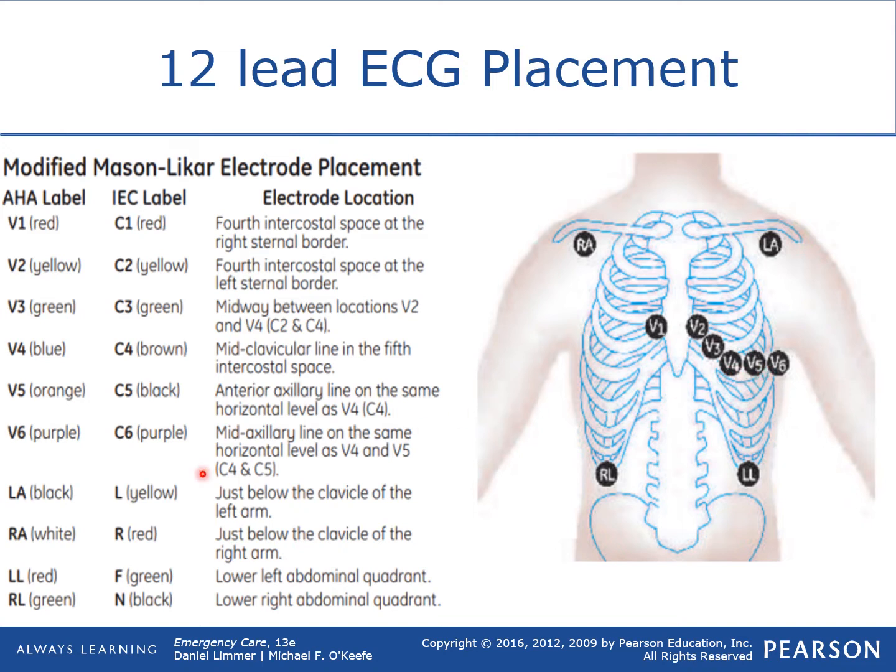Okay. Then V6 is your mid-axillary line. So we started with our anterior axillary line. This is now our mid-axillary line on the same horizontal level as V4 and V5. So mid-axillary is the middle of your arm, or middle of your armpit, coming straight down, same horizontal line as V4 and V5. So you can see a picture of where this looks like, and you have the full explanation.